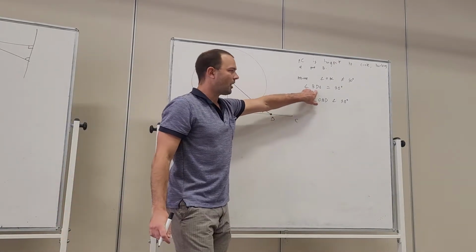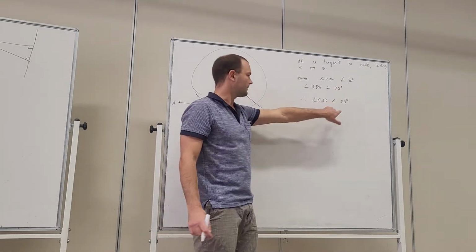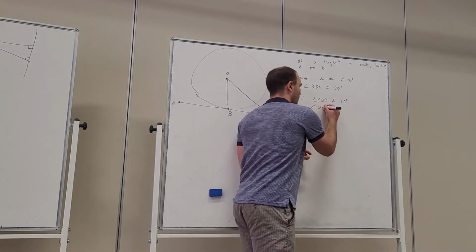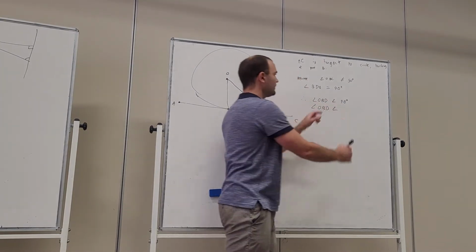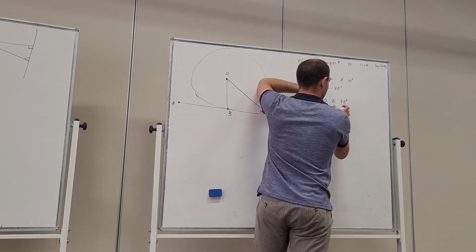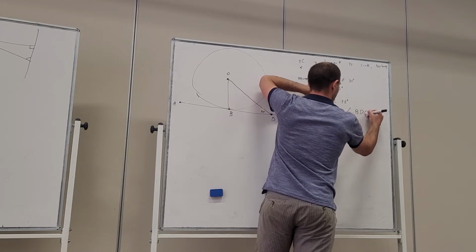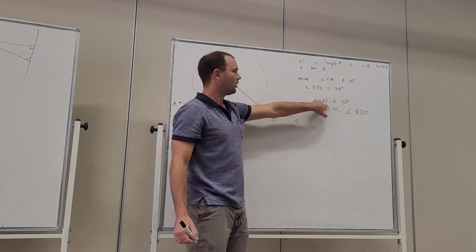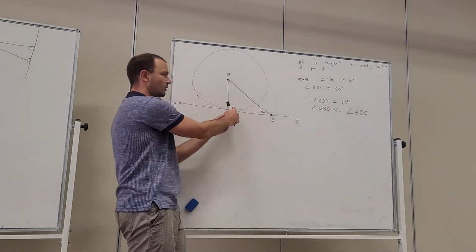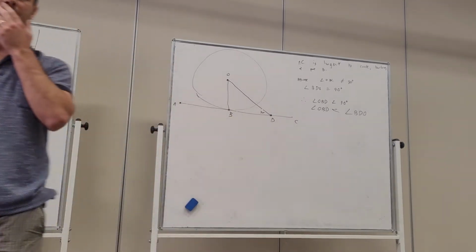Now we've defined BDO as 90 degrees. So if angle OBD is less than 90, it means angle OBD must be less than angle BDO. Okay, so let's not get confused between less than and angles. Alright? So we've got this angle is less than 90, this angle is 90, so this angle has to be smaller than this angle. Doesn't look like it, but it does have to be.